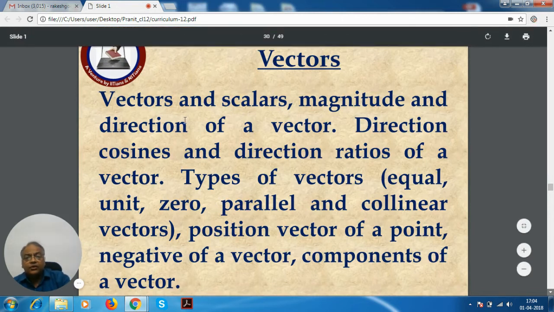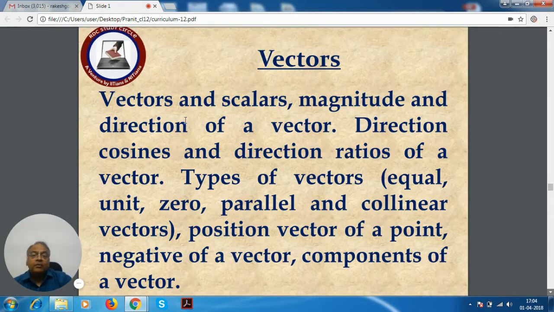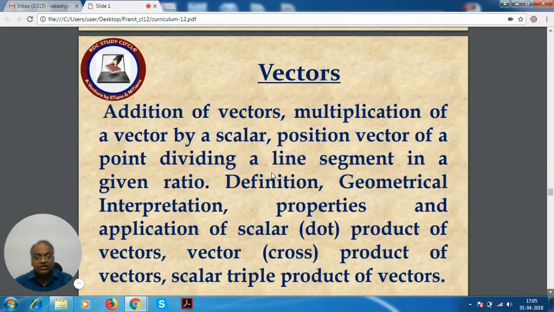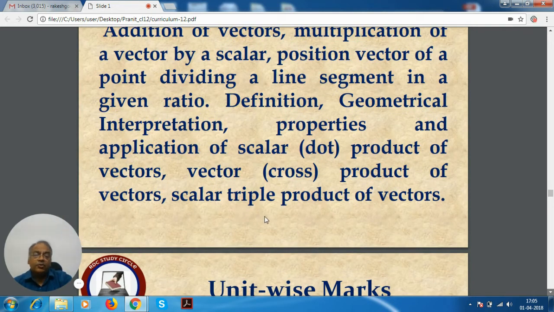Now, in vectors, you have vectors and scalars, magnitude and direction of a vector, direction cosines and direction ratios of a vector, types of vectors like equal, unit, zero, parallel, and collinear vectors, position vector of a point, negative of a vector, components of a vector. After that you have certain operations on vectors, that is addition of vectors, multiplication of a vector by a scalar, position vector of a point dividing a line segment in a given ratio, definition, geometrical interpretation, properties and application of dot product and cross product of vectors, and lastly, the scalar triple product of vectors.